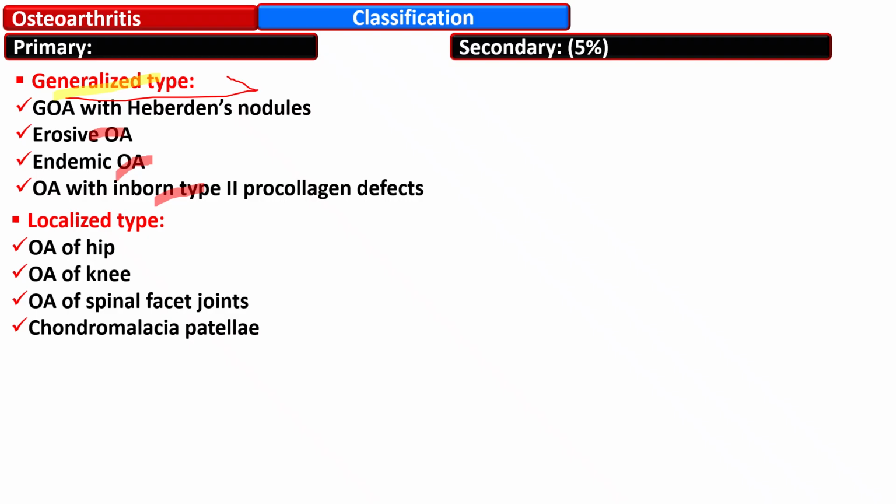Then there is the localized type. The localized type is localized only to a single joint, such as the hip, knee, or spinal facet joint. And there is also a term, chondromalacia patellae, in which osteoarthritis affects the patellar surface of the kneecap. It affects younger individuals and is also termed runner's knee.